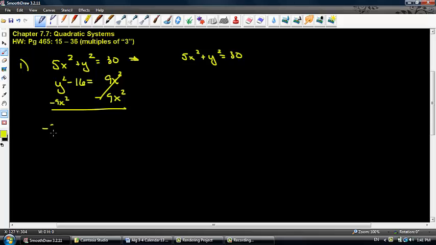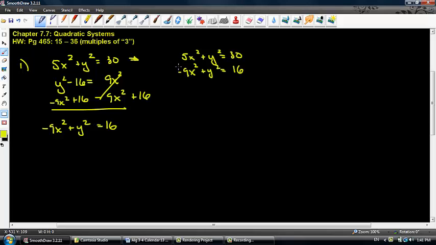And so I get negative 9x squared plus y squared. At the same time, I'm going to add 16 to both sides, so that's all going to equal positive 16. I'm going to place this underneath my original equation here. Okay, so it's just like solving a linear system.